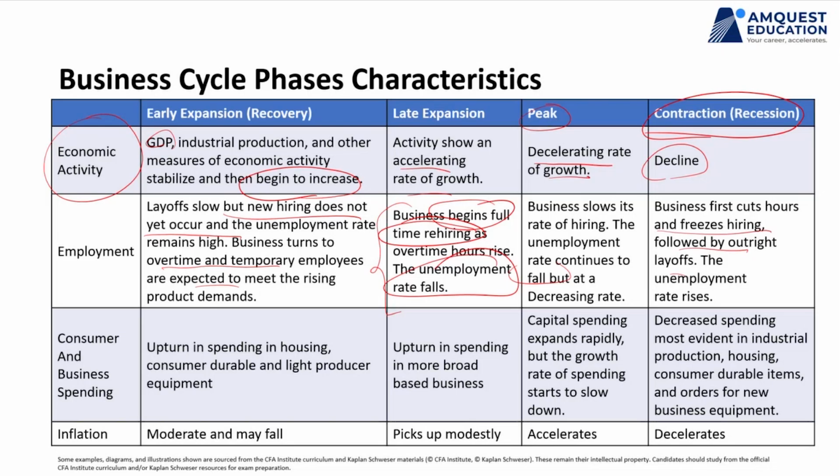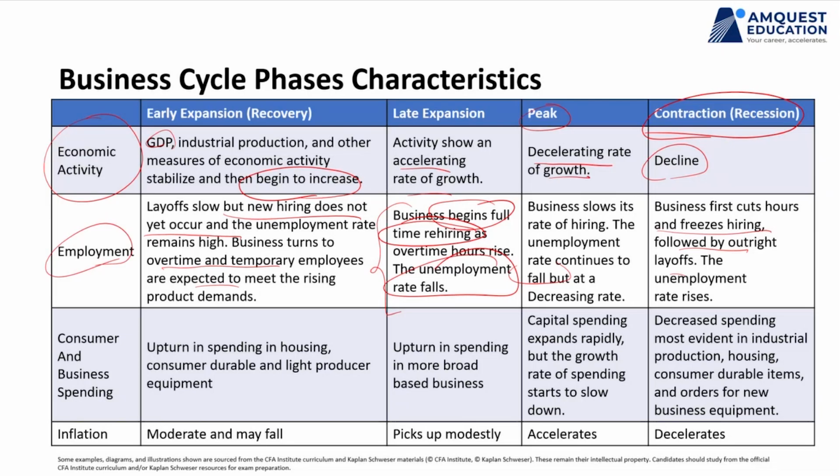Correct? Then when they reach a trough, and then when the economy starts increasing, they'll stop layoffs, but they'll still not hire. Then they'll hire. Then they'll stop the hiring. Then they'll start laying off. Clear? So it's a very continuous cycle of hiring, firing, hiring, firing. Okay? That's your employment bit.